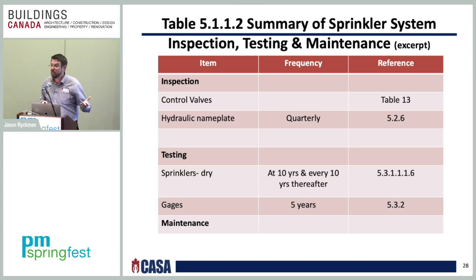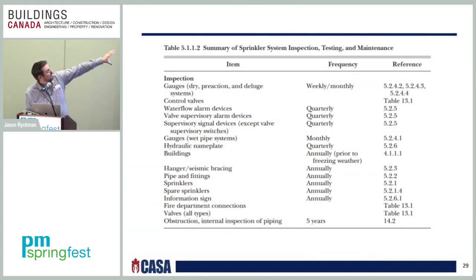Also gauges. If you have gauges on your system, they have to be either tested or replaced every 5 years. So guess what? Most water air gauges, it's cheaper just to go ahead and buy a new gauge instead of trying to get them all calibrated. And that's 532. So table 5112 basically gives you the summary of your sprinkler system on when you have to do something. And then here's what it actually looks like in the actual standard.